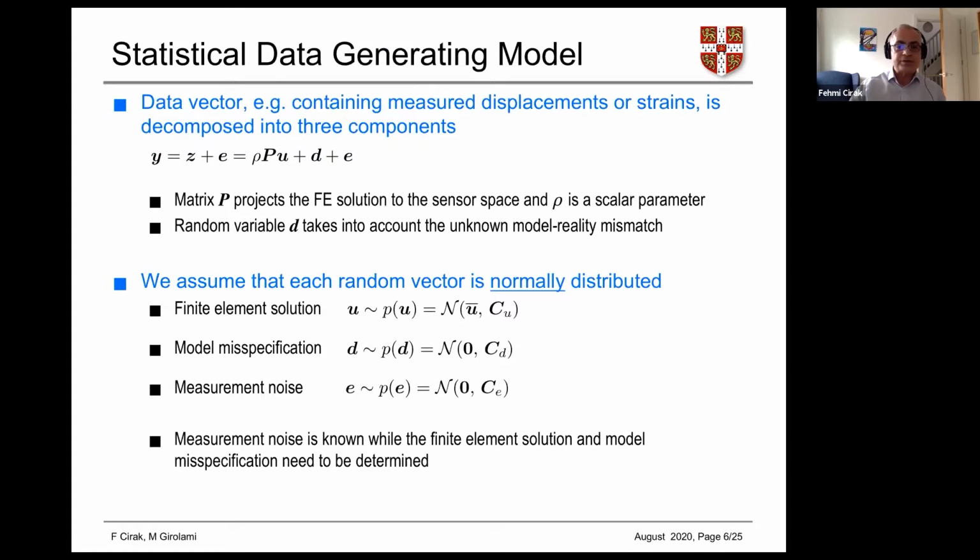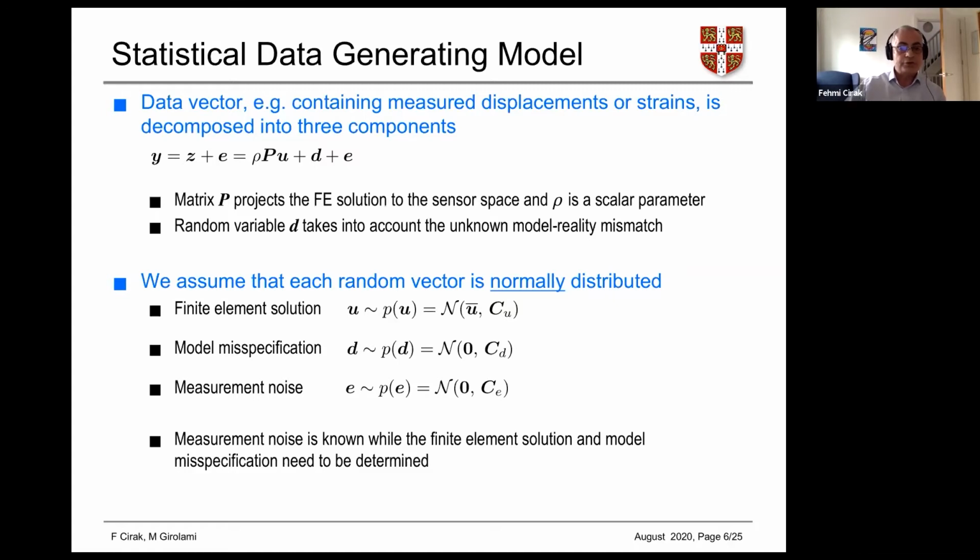So this is our statistical data generating model. So we take a data vector. The data vector is always y in these slides. And we decompose it into several components. First, we have this Z. Z is a true system response. E is an observation noise. Okay. So this is standard: real system behavior plus the observation noise gives us the sensor reading.